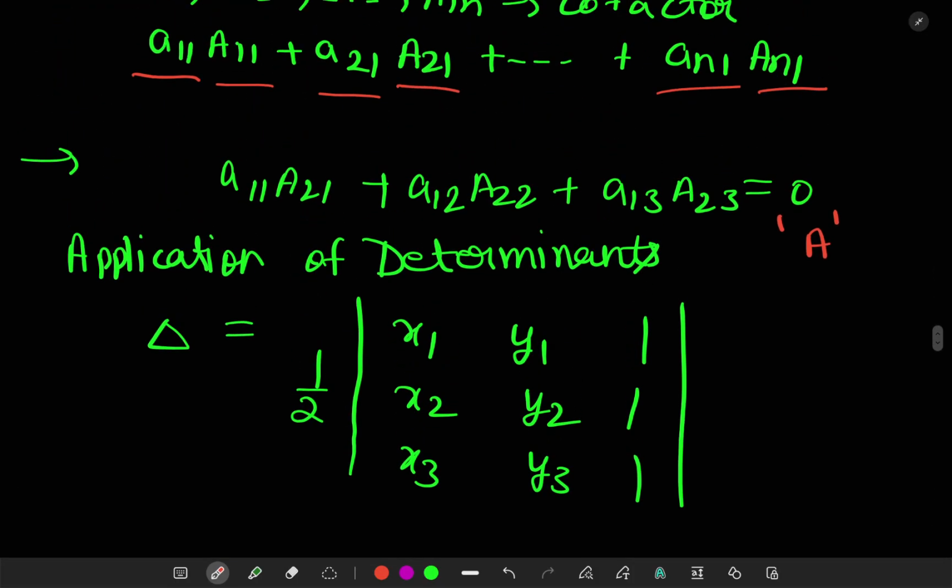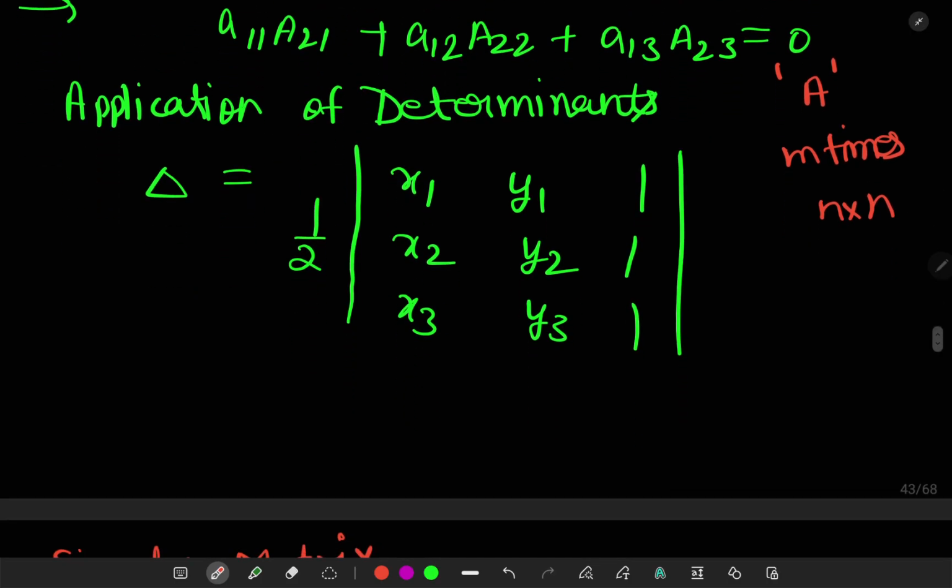Now another important property of determinants is if the elements of a row or column of a determinant are added m times to the corresponding elements of another row or column, the value of the determinant obtained is equal to the value of the original determinant. It is valid only for a matrix of order n into n. Now application of determinant: for finding the area of a triangle, we use the property of determinant.